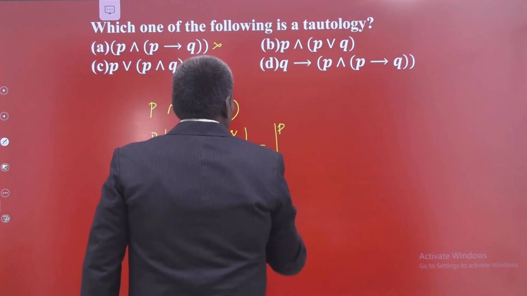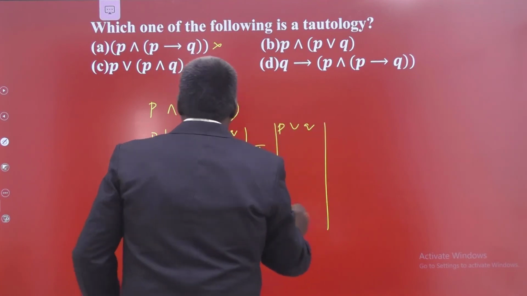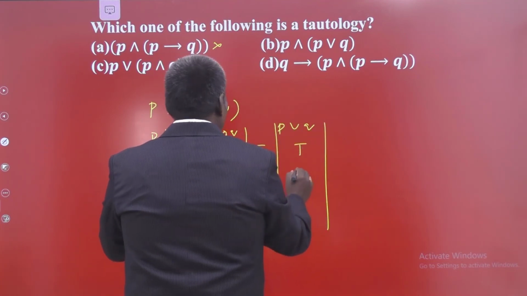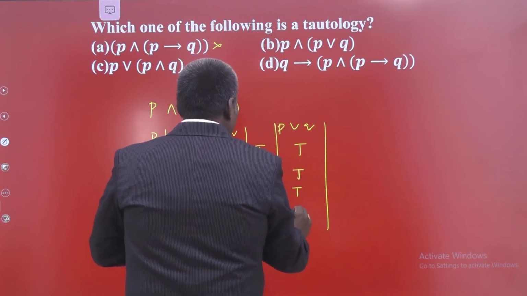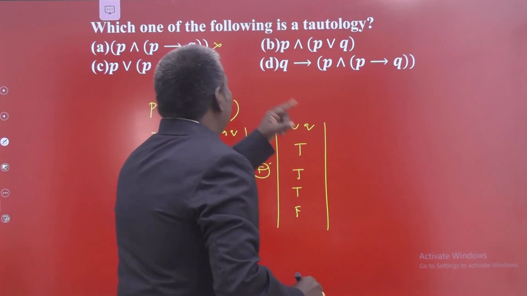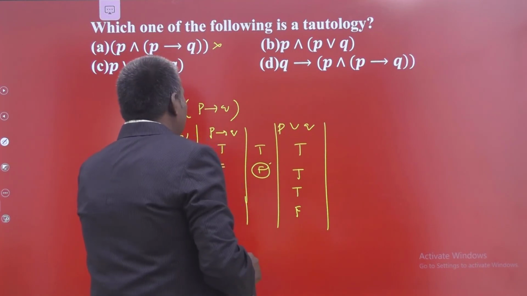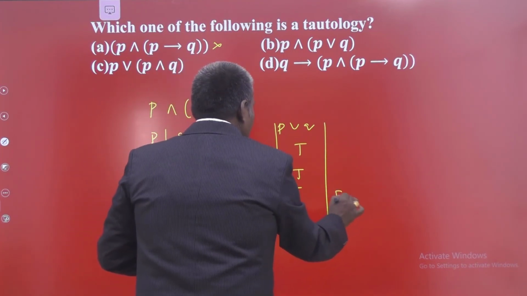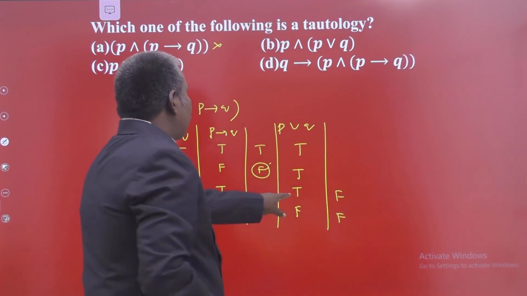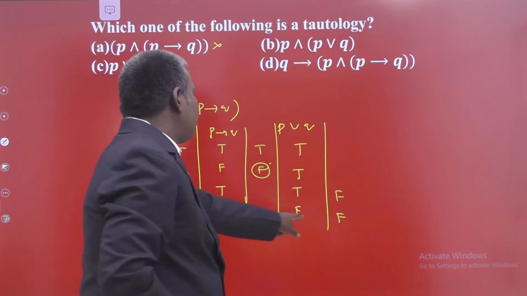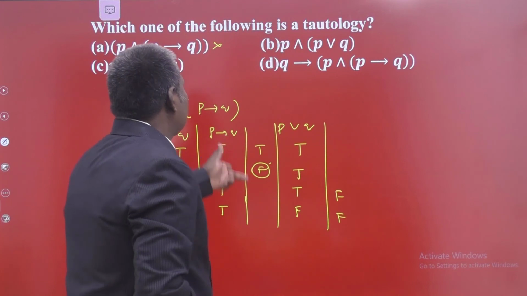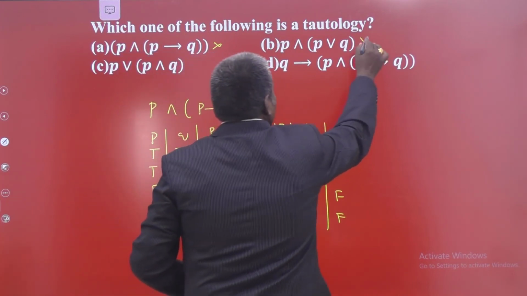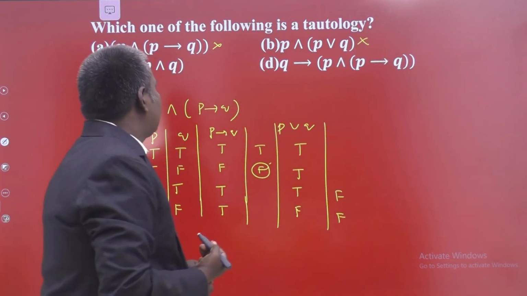P and (P or Q): again go for P or Q. What do we obtain? True, true, true, false. P and (P or Q): is there any possibility for false? So these two statements will obtain false. False and true is false. False and false is also false. So this is also not correct. P and (P or Q) is also not correct.